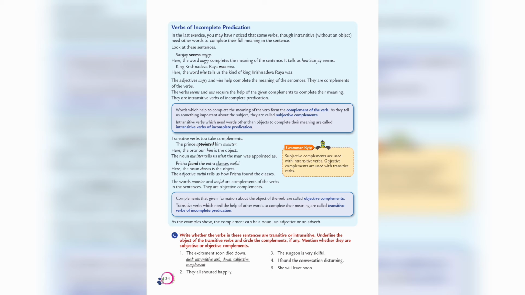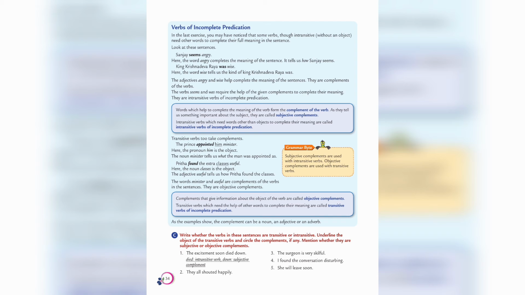Transitive verbs, too, take complements. The prince appointed him minister. Here, the pronoun him is the object. The noun minister tells us what the man was appointed as. Pritha found the extra classes useful.